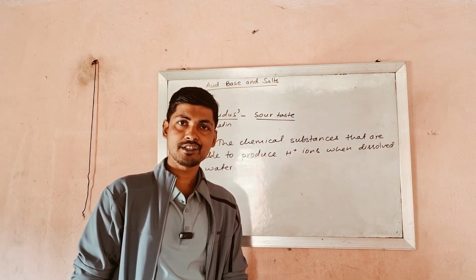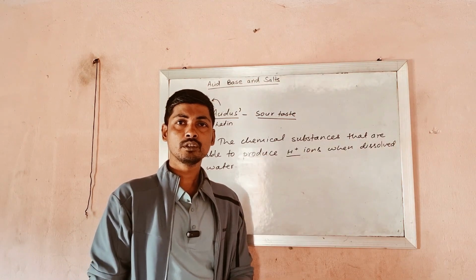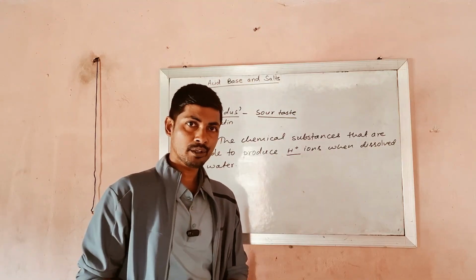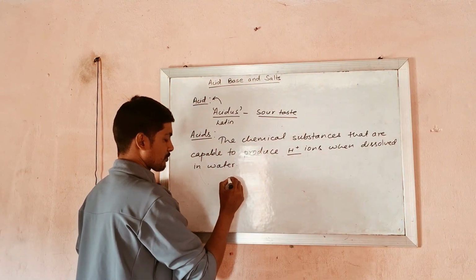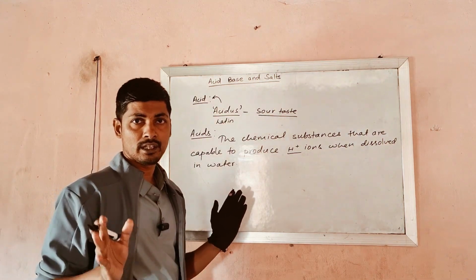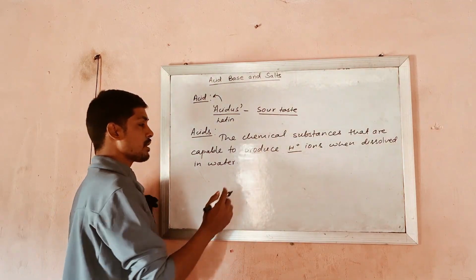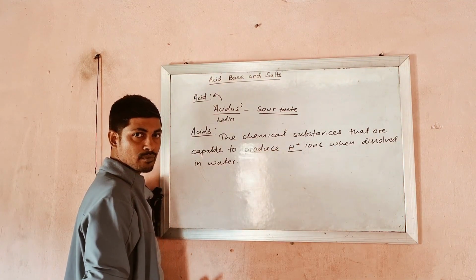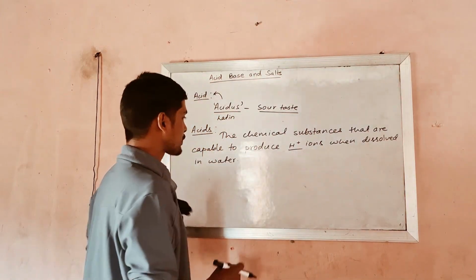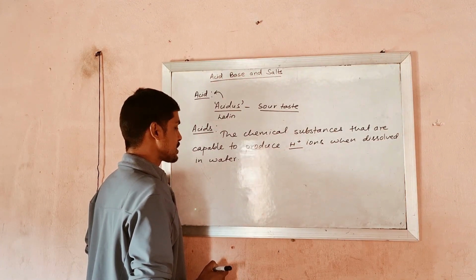If any chemical substance is capable of producing this H plus ion, which is also known as a proton, then that chemical substance is called an acid. Whenever acids are dissolved in water, the acid gets dissociated, and one of the parts after dissociation is the H plus ion. All chemicals do not produce H plus ions when dissolved in water, but acids produce H plus ions when dissolved in water.